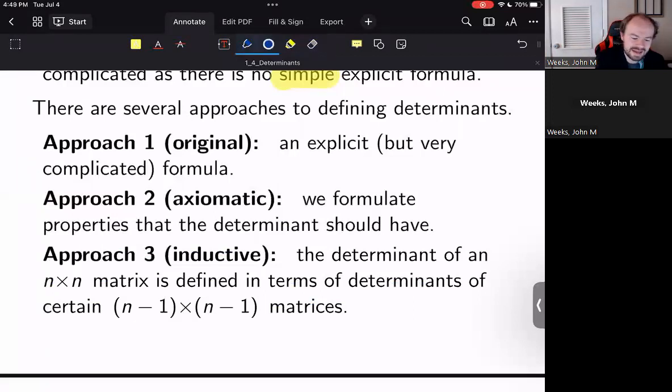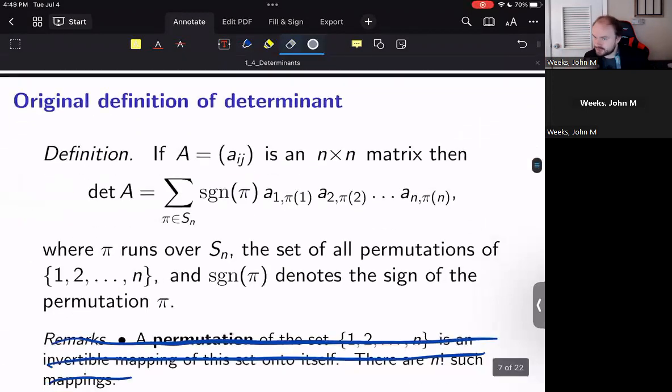In this case, the sizes are going to be what our n is, and that's what we're running over for our inductive step. So we'll talk a little bit about that inductive approach as well as a way of finding, say, a 4x4 determinant from 3x3 determinants. But first, let's go ahead and see the explicit definition of the determinant.